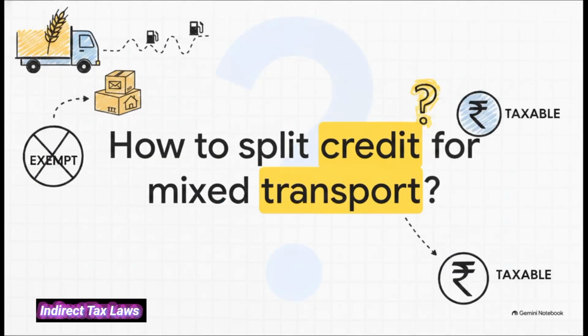Greenfield Logistics hauls agricultural produce, government postal goods, and household shifting items. They use the exact same trucks for all of it, sharing diesel and repair costs. Now here is the massive headache. Agricultural transport is exempt from GST, but household and postal goods are fully taxable. So out of all that truck repair GST, how much can they actually claim as credit?